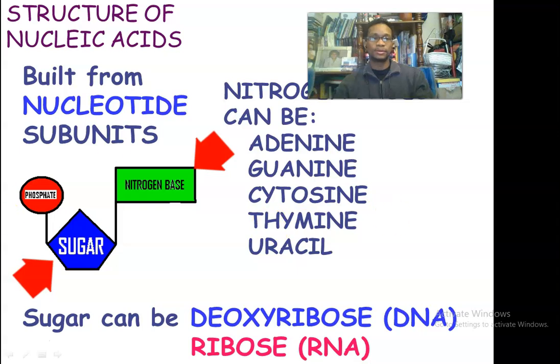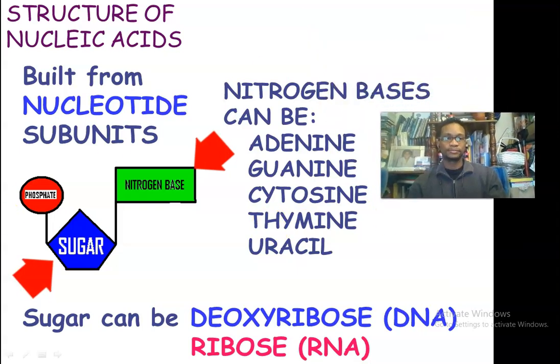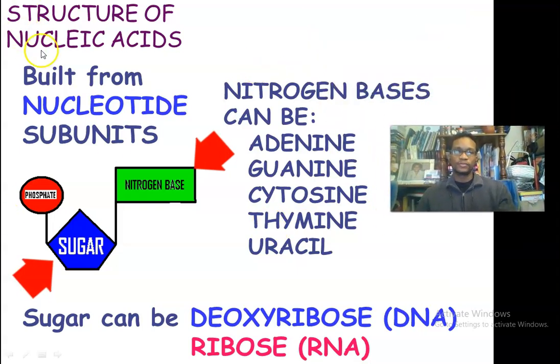Now, here are some components to understand. The structure of a nucleic acid. Here we have nitrogen bases, which you see here in green. These are adenine, guanine, cytosine, thymine, and uracil. These are bases that are used in DNA.